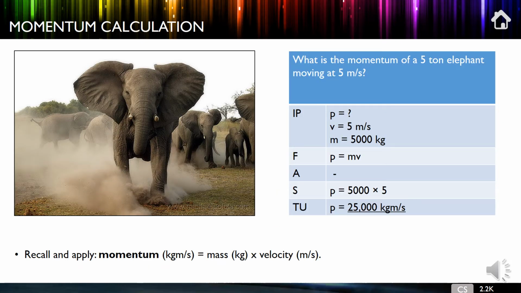So here we have a momentum calculation. Again, pause the video if you want to look at it in more detail, but as usual we go through our steps.